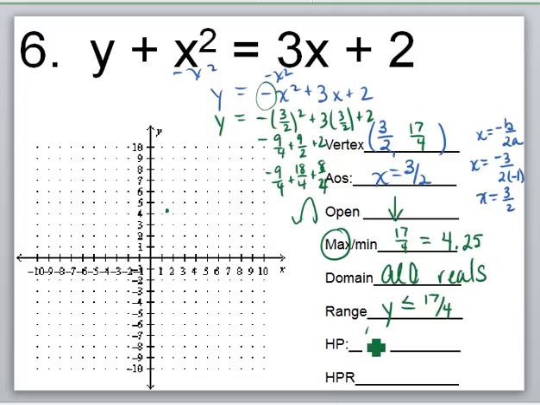My helper point is 0 comma something. When I plug 0 in for here, I get 2. Going the exact same distance away, which would be 1.5 units away, 1.5 units this way would be at 3, 2. And then I'll just sketch my picture.